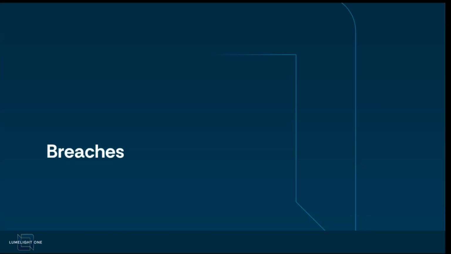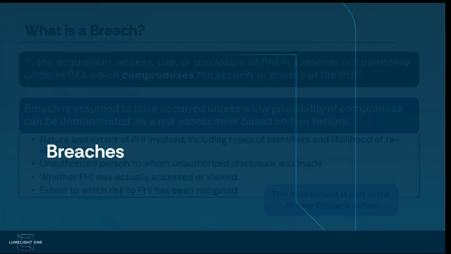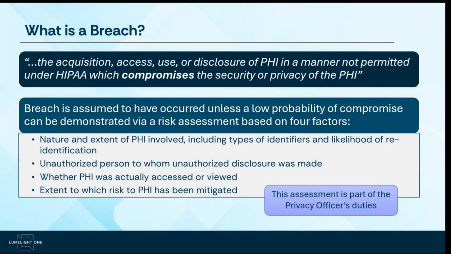Moving on to breaches. What is a breach? A breach is defined as the acquisition, access, use, or disclosure of PHI in a manner not permitted under HIPAA that compromises the security or privacy of the PHI. Regulations impose a presumption of a reportable breach, which can be overcome only if it can be demonstrated there is a low probability of compromise based on a four-part risk assessment, which is part of the privacy officer's duties.